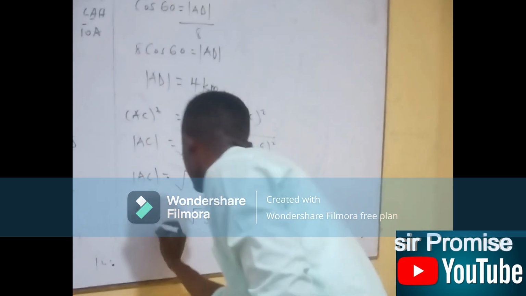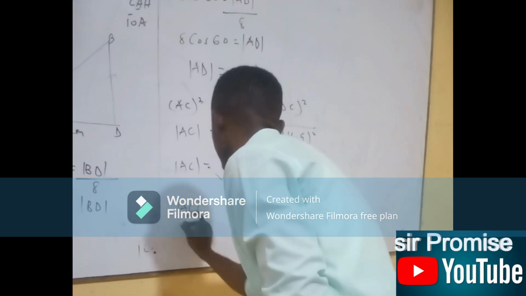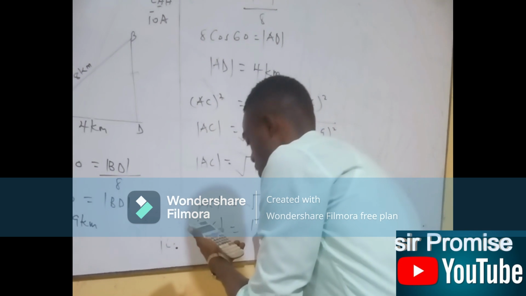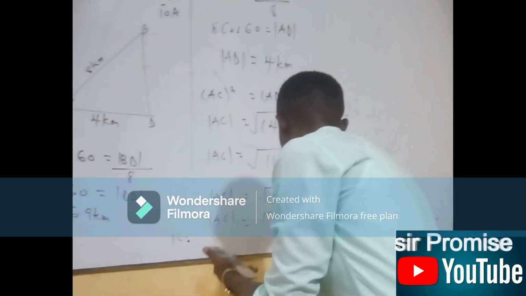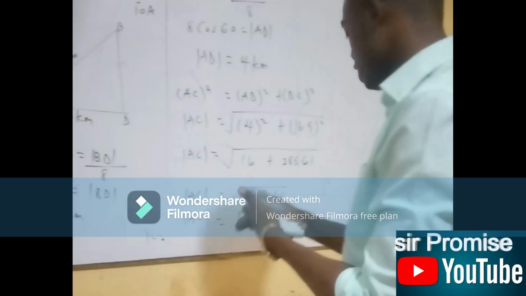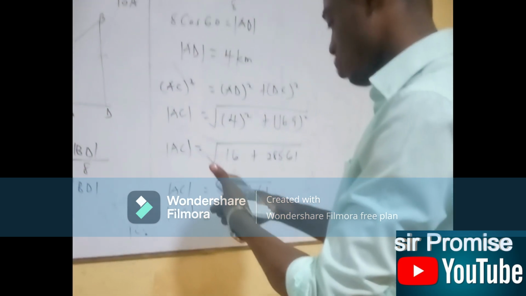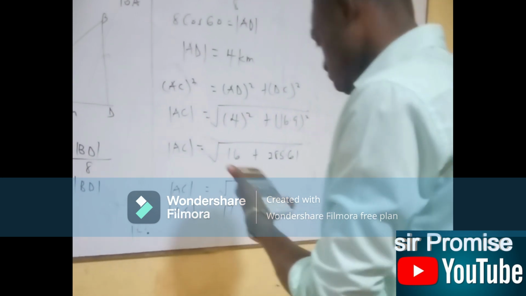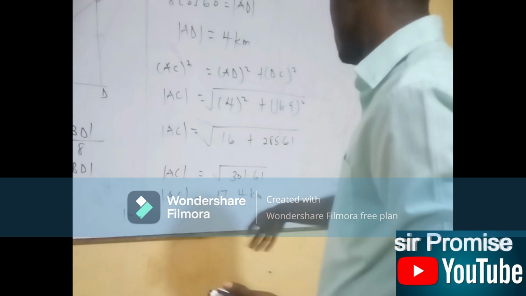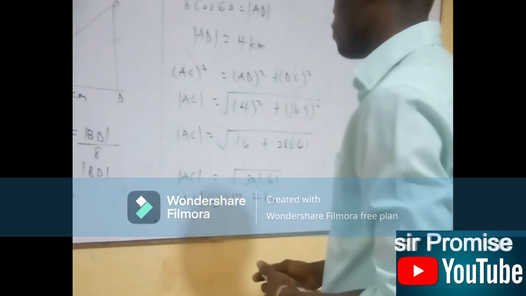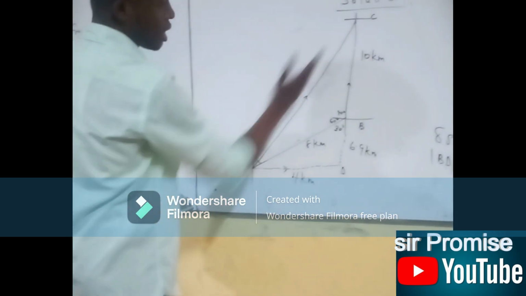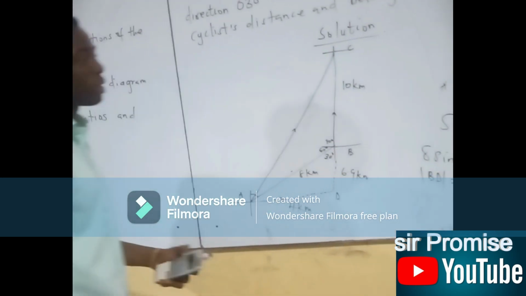So AC is going to give you 17.4. The answer was 17.3669. So you can round it to one decimal place and it is 17.4. So that is the distance that they are asking us to find.